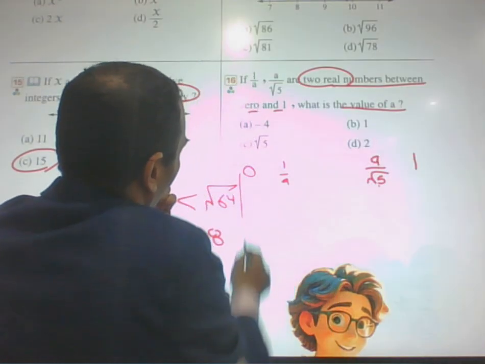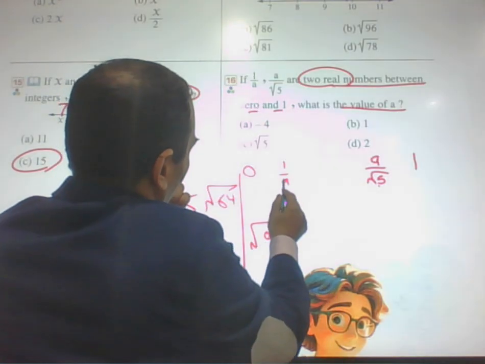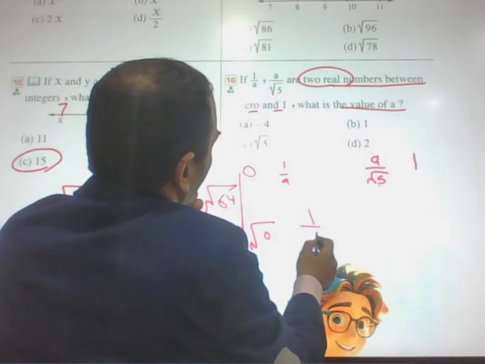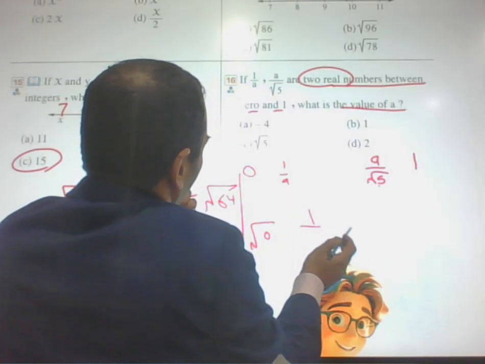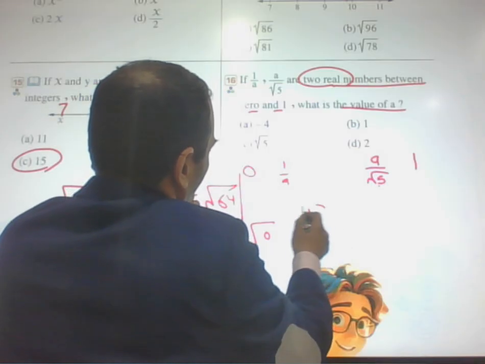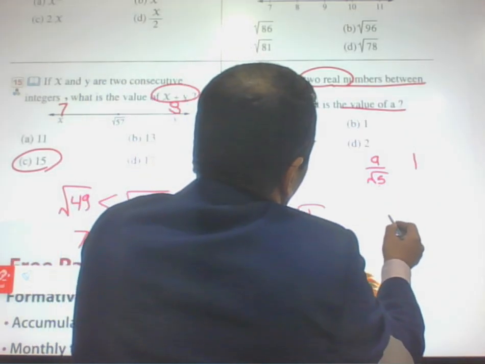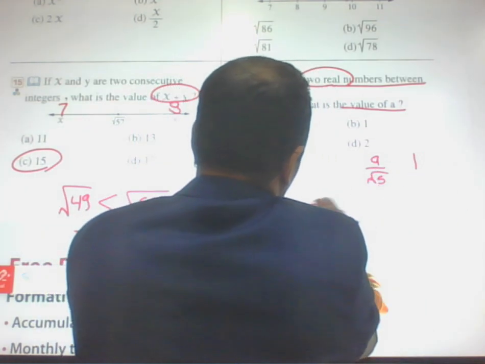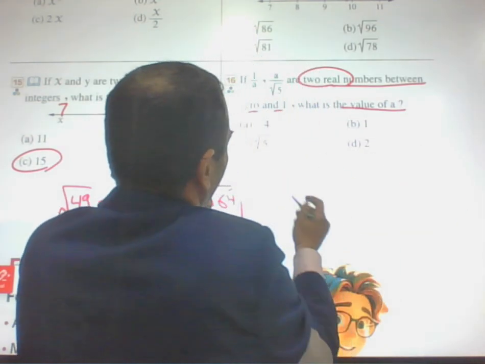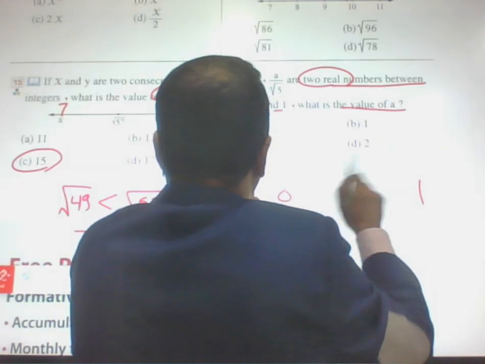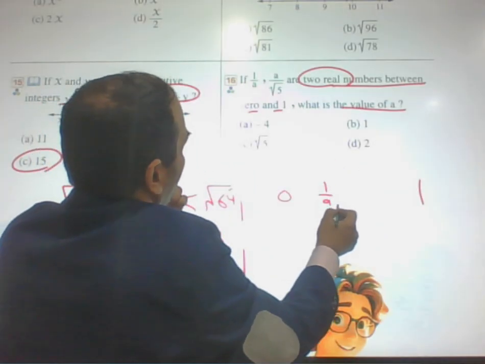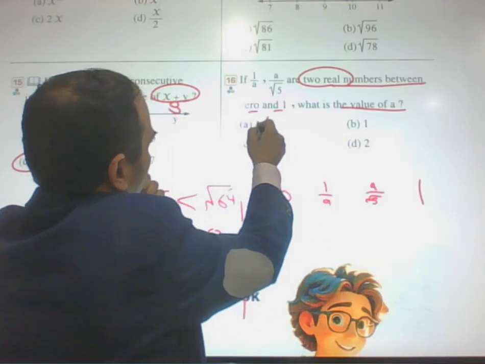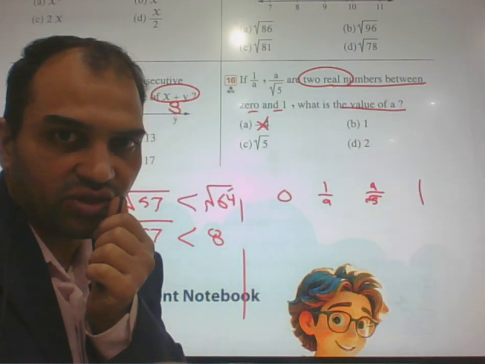We know 0 is equivalent to the square root of 0. And 1 over a is equivalent to 1 over the square root of a squared. Look at 0 and 1. Think with me. If you put in a negative value for a, it is impossible, because a negative does not lie between them.